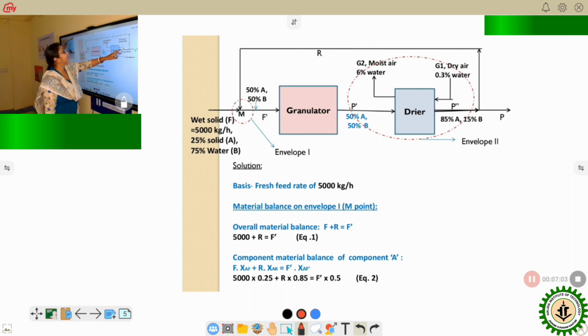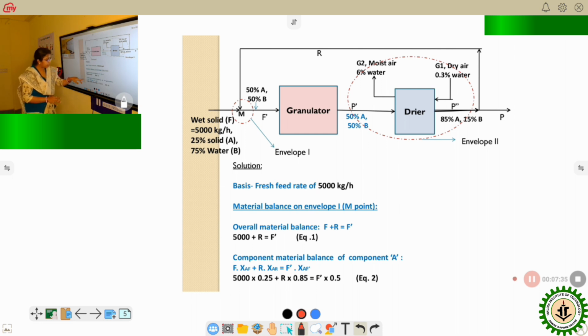As we know, P dash, P double dash, P and R, all these three streams have the same composition. So we can write here R times 0.85 for XAR, and that equals F dash into 0.5. XAF dash is 0.5, it is already given in the problem. So equation 2 is now formed. Both equations are showing what? R and F dash, these two parameters are unknown.